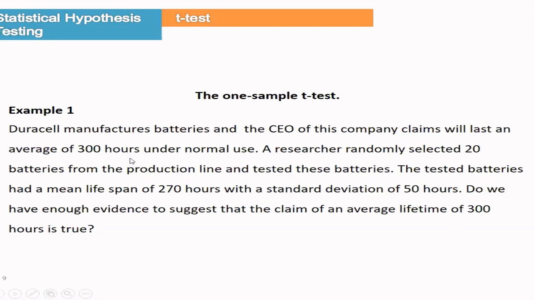See, in the population we know only the sample mean life, but we don't know the variance and the standard deviation either. So what do we do? Does the researcher have evidence to suggest that the claim of an average lifespan of 300 hours is true? That is, from the sample we have to verify the claim of the CEO, who claimed the lifespan of their battery is 300 hours. So how can we formulate the null hypothesis and alternative hypothesis?